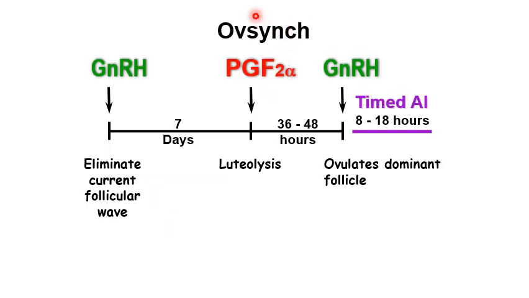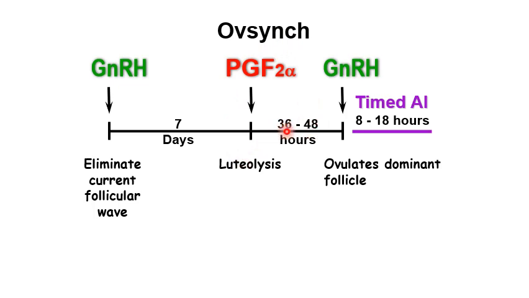As a recap, this is our OvSynch protocol. Again, we are giving a GnRH at random in order to get the animal to day 7 of the estrous cycle. The purpose of this is to eliminate the current follicular wave and to get the animal at day 7 of the estrous cycle. At day 7, we already have a dominant follicle, so we can induce luteolysis by giving PGF2 alpha. Of course, PGF2 alpha will lyse the CL.